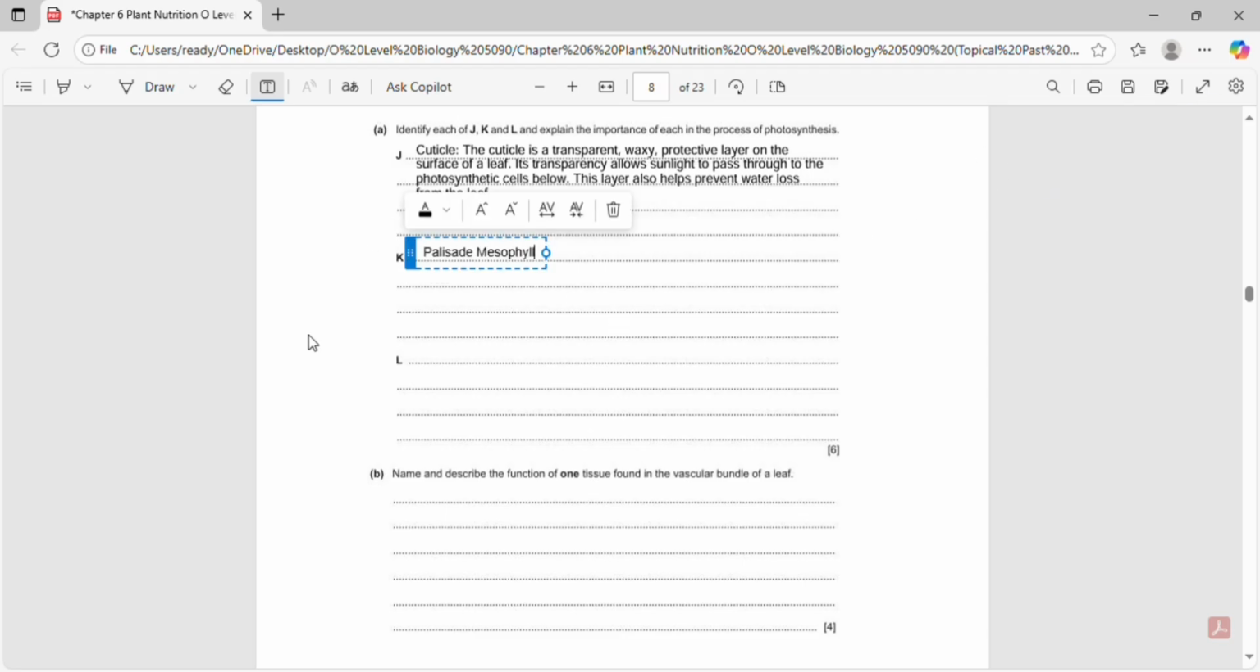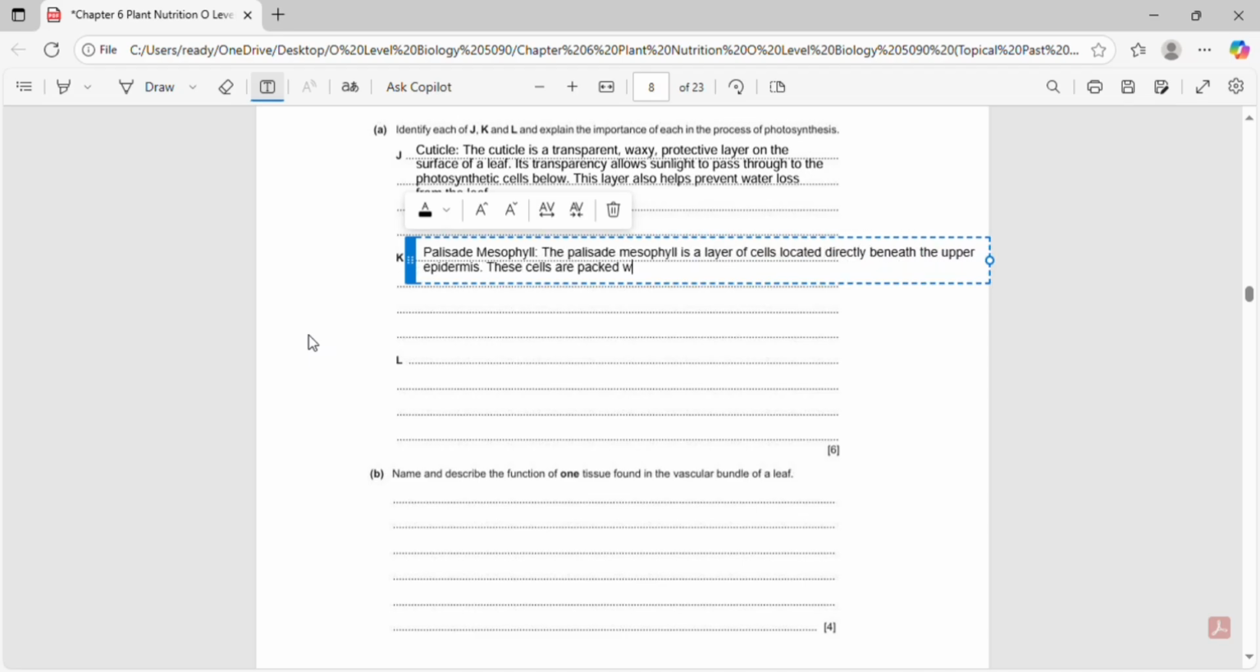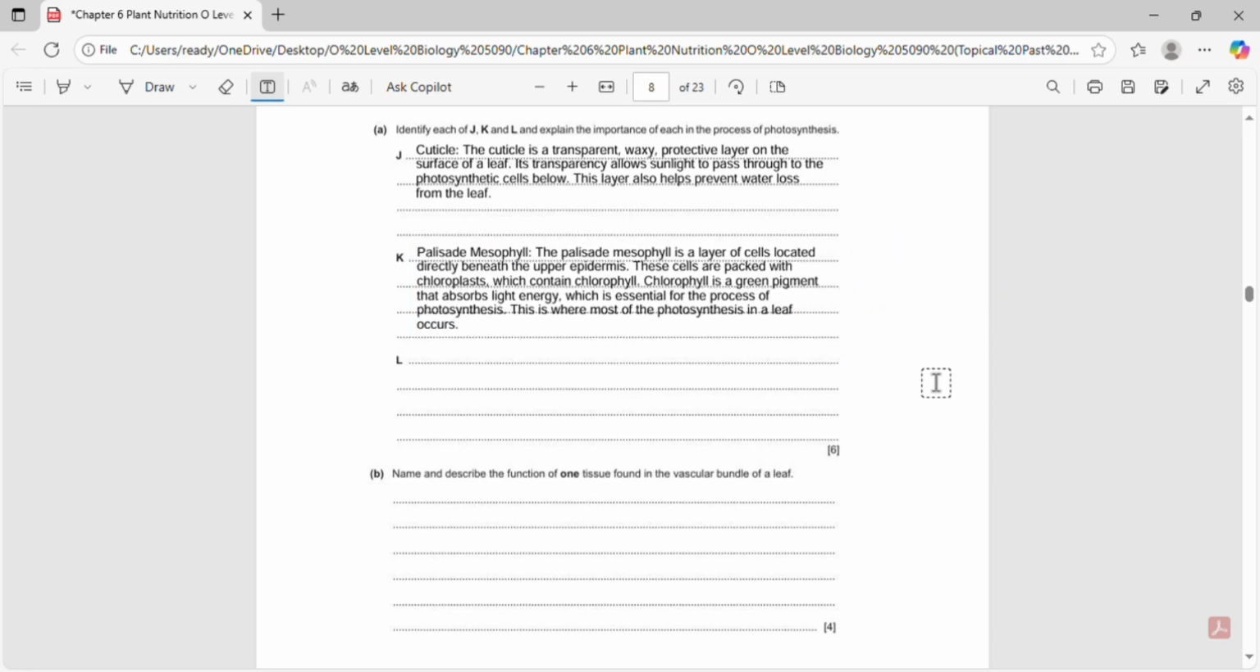K is palisade mesophyll. The palisade mesophyll is a layer of cells located directly beneath the upper epidermis. These cells are packed with chloroplasts, which contain chlorophyll. Chlorophyll is a green pigment that absorbs light energy, which is essential for the process of photosynthesis. This is where most of the photosynthesis in a leaf occurs, so the palisade mesophyll is really the main site of photosynthesis inside the leaf. It has all the right structures and is perfectly positioned to capture the light that the plant needs to make food.